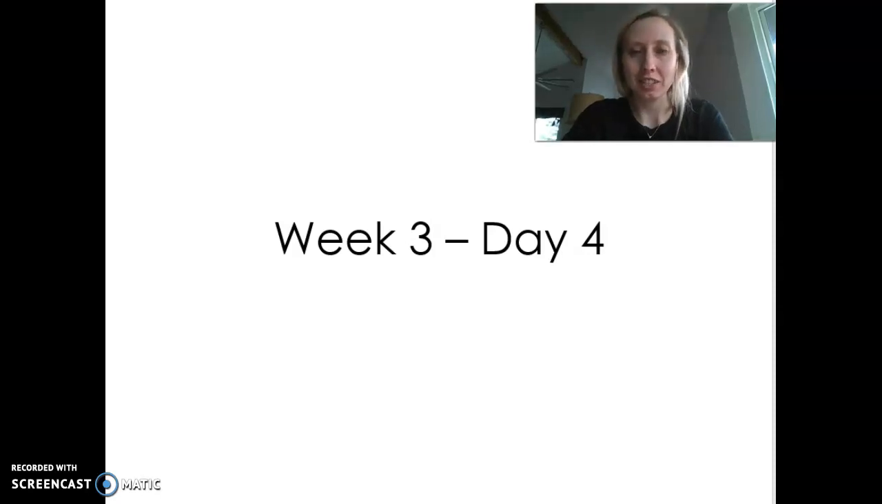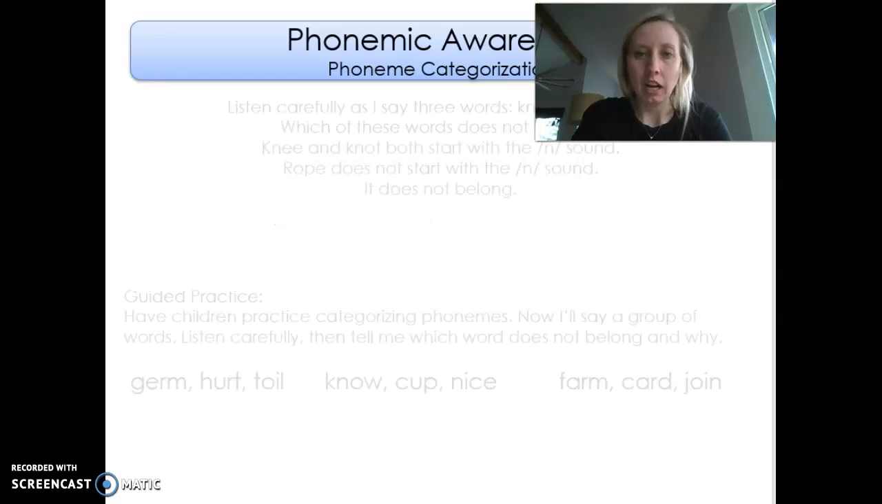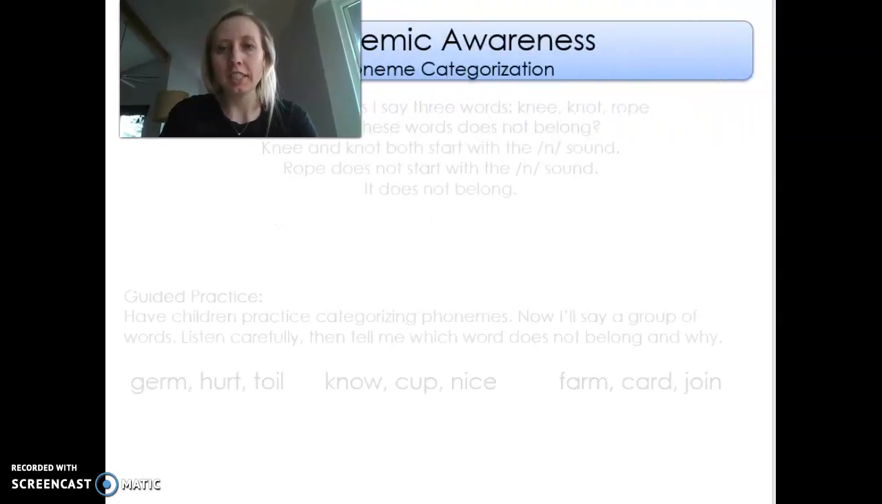So today is Thursday. I'm going to say some words and you're going to listen and find the one that doesn't belong. This is phonemic awareness. If I say knee, not, rope, which one does not belong? Rope, because it doesn't have an n at the beginning.